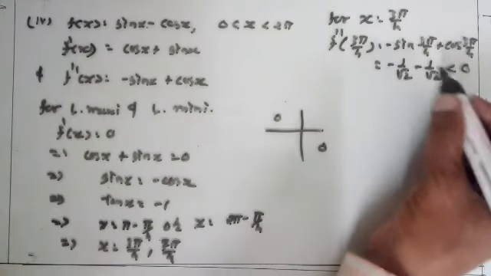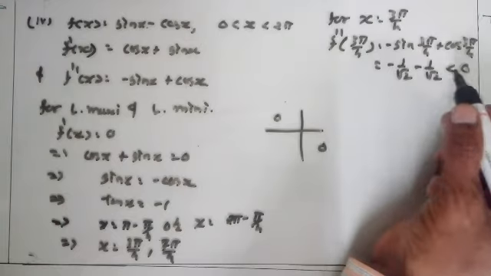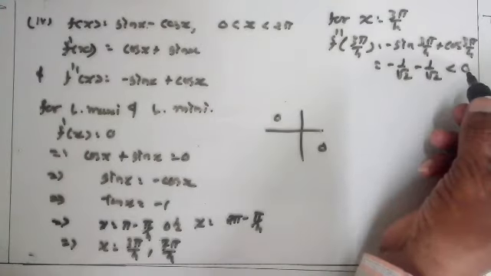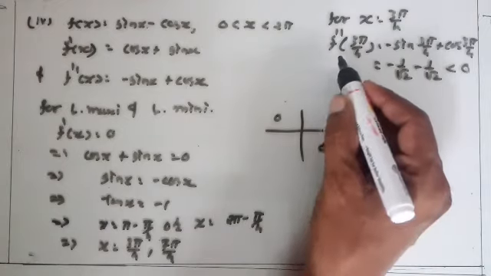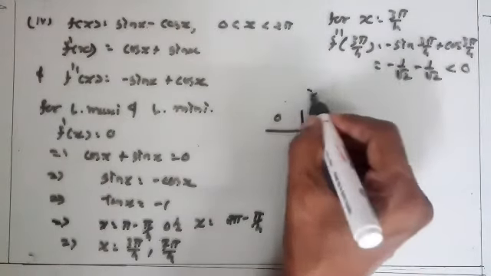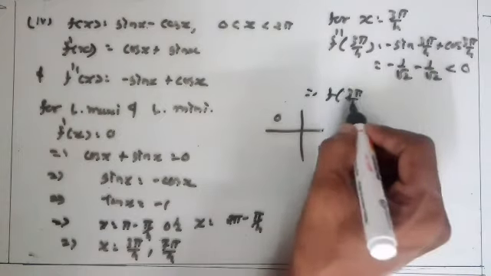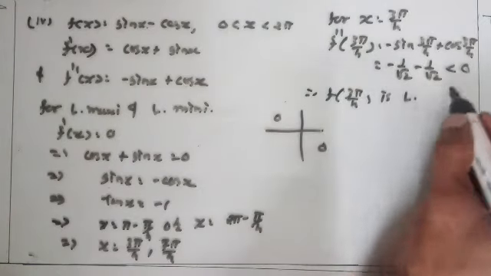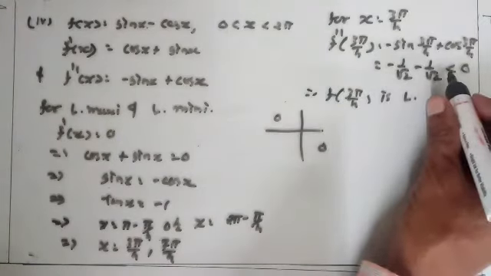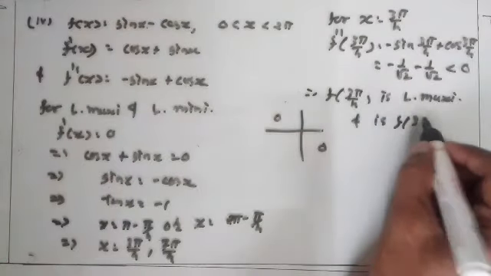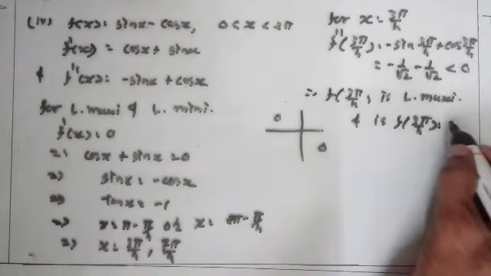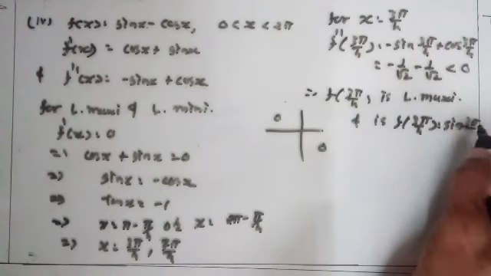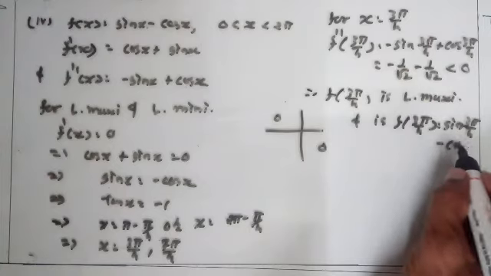Not necessary to find this value, only the sign we check, and both are negative, so this becomes negative. That is, f double dash 3π/4 is negative, so f 3π/4 is a local maximum, since it is less than 0. Clear? Now replace 3π/4 in f(x): f(3π/4) is equal to sin 3π/4 minus cos 3π/4.